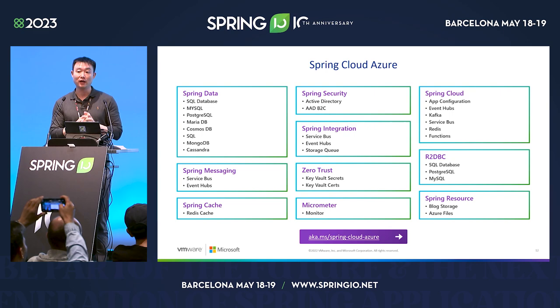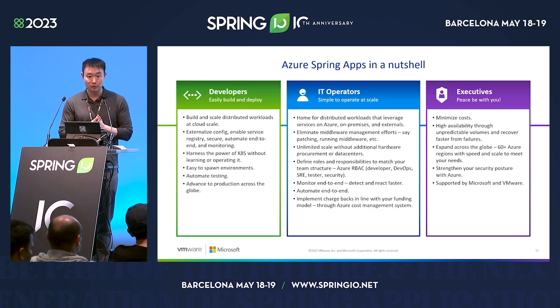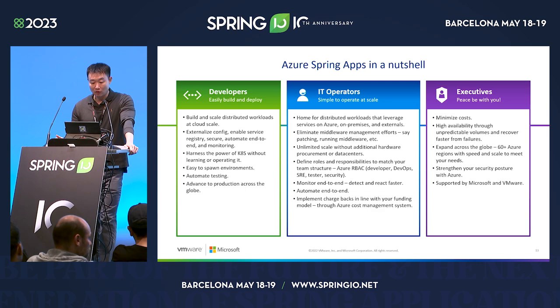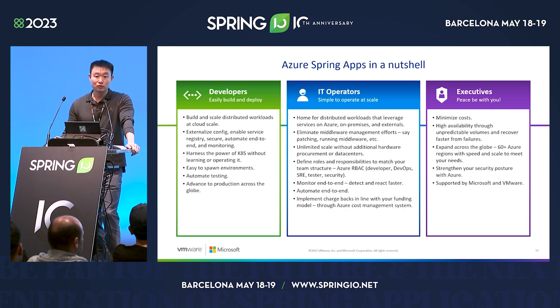So in a nutshell, Azure Spring Apps has something for everyone here. If you're a developer, you get to build, scale, and distribute a workload at cloud scale. You can externalize configuration of your services, automate end-to-end solutions, and monitor. If you're an IT operator, you get to eliminate the need to host the Spring middleware. You get unlimited scale without additional hardware procurement or data center. If you are an IT executive, Azure Spring Apps offers peace of mind, right? It is highly available, lets you recover faster from failures, strengthens your security posture with Azure, and last but certainly not the least, it is supported by Microsoft and VMware.